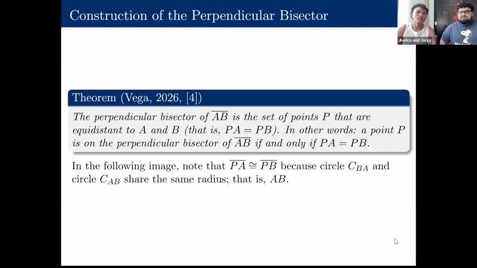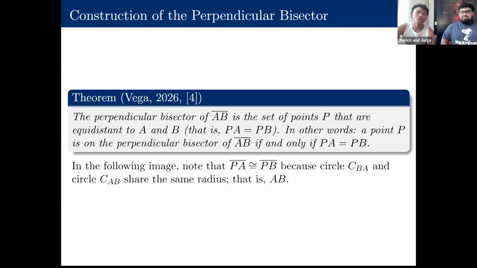So now we're going to go into constructing a perpendicular bisector. We've all taken 160, or we're all taking 161, so we know what a perpendicular bisector is. But just in case you forgot, we have the definition from Professor Vega's book. A perpendicular bisector is a line: given a line segment AB, there's a point P that is equidistant to A and B. So we have PA is equal to PB. In other words, the point P is on the perpendicular bisector of the line segment AB if and only if PA is equal to PB.